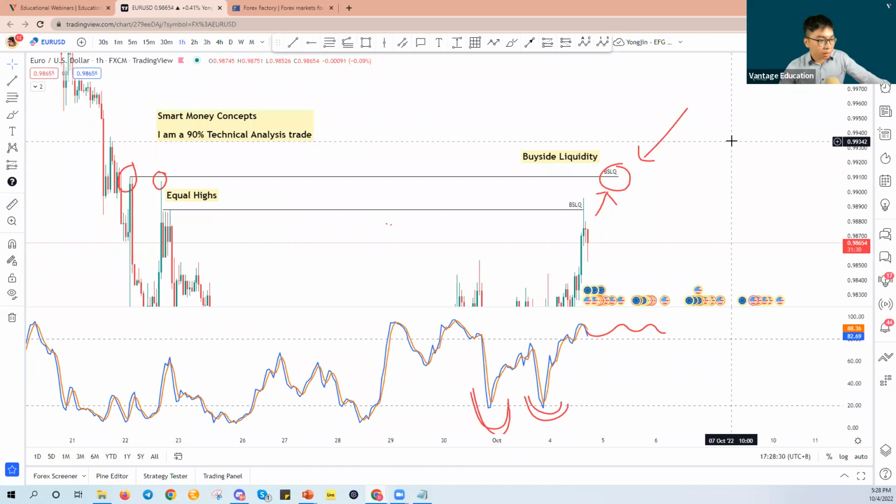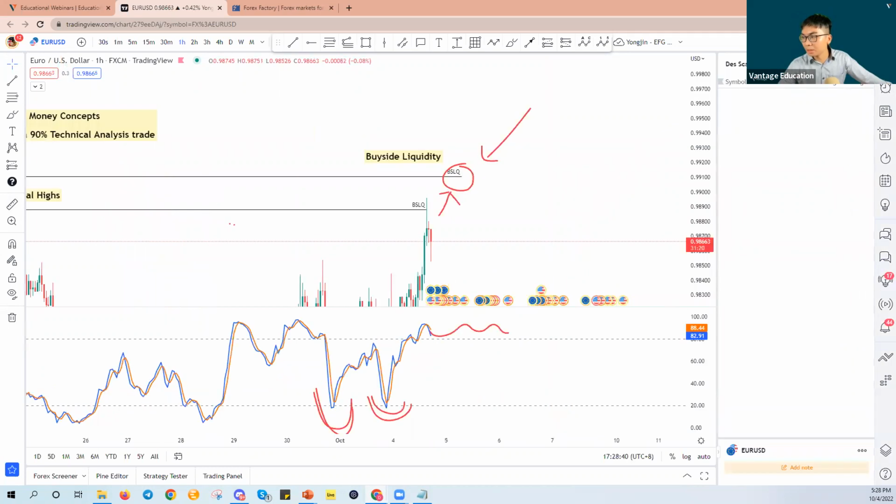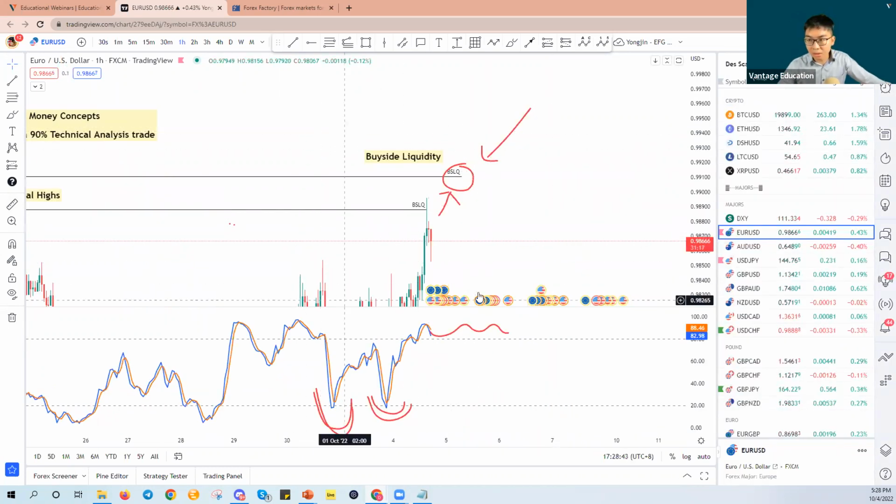Okay, I saw someone also ask if I could show a setup when I enter a trade. Sure, I will show it properly. Okay, let me go to DXY. Let's look at DXY first before we get back to Euro.